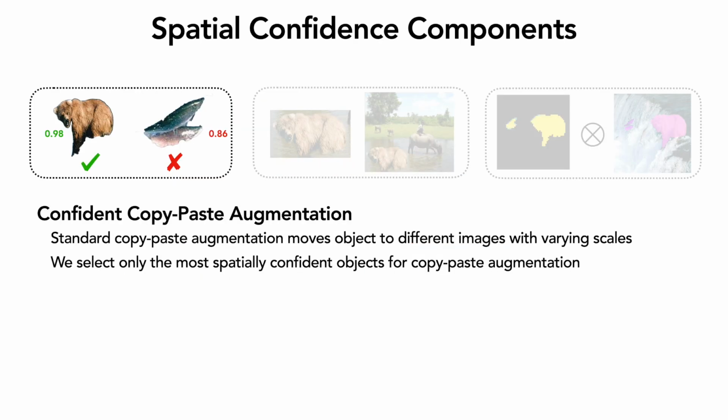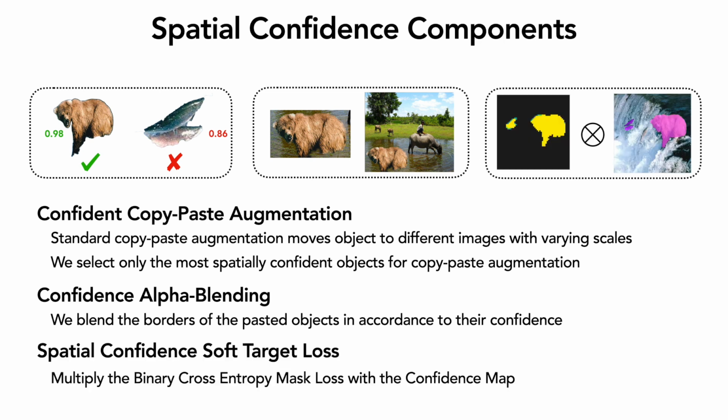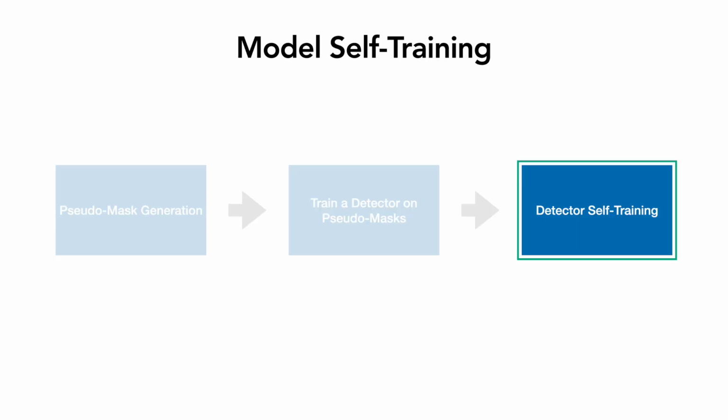First, we use only spatially confident instances for copy-paste augmentation. Standard copy-paste augmentation chooses these objects randomly. Second, we perform alpha blending of the pasted instances and blur the borders. And lastly, we reweight the binary cross-entropy loss of the segmentation model with the per-pixel spatial confidence. Similar to previous work, we perform 3 rounds of self-training with our model.